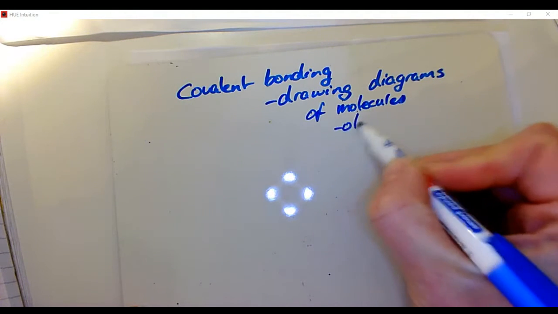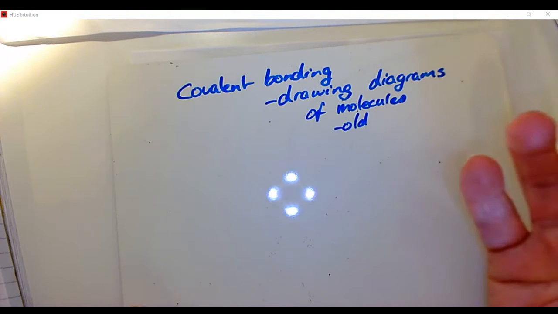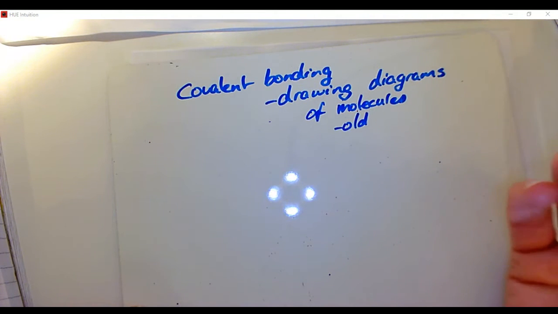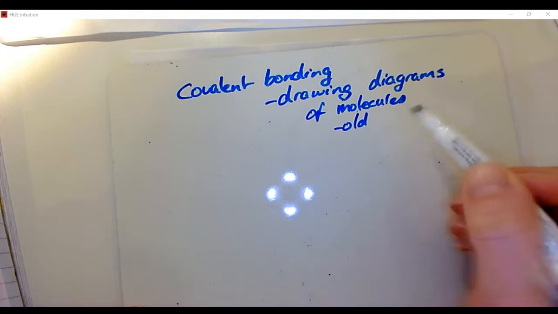We'll do the old ones first from GCSE, like oxygen, nitrogen, carbon dioxide, methane, ammonia, hydrogen, hydrogen chloride. What else was there? Chlorine, I know I've missed one. Ammonia, did I say ammonia? Okay, so we're going to cover those first and draw them, just go over those.